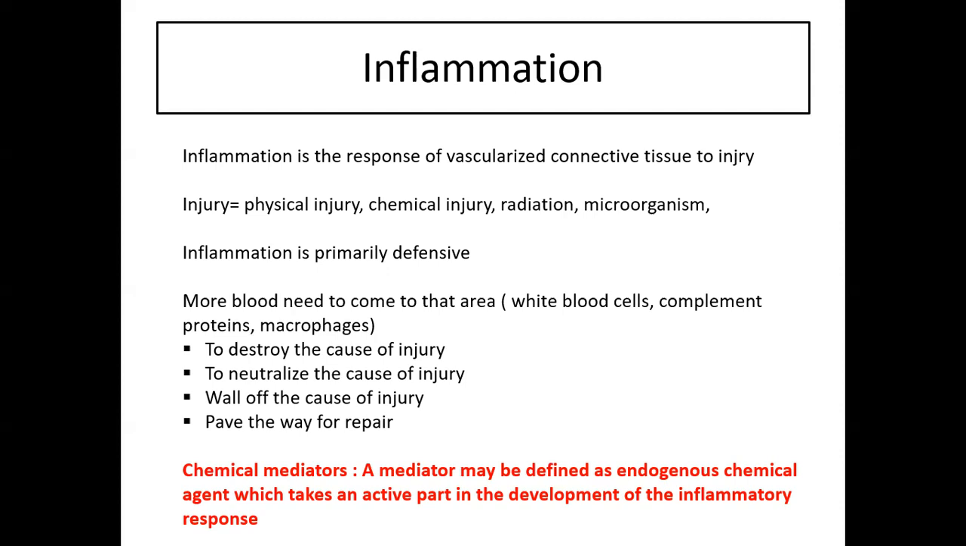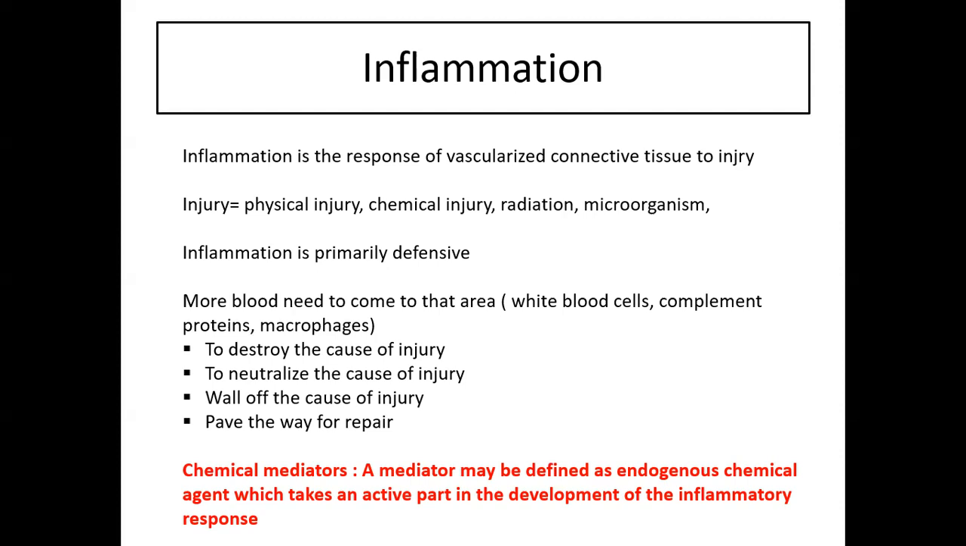So before we can say there is inflammation, the tissue must have blood vessels, and there must be an injury. That means a tissue without blood vessels will not undergo inflammation. So we define inflammation as the response of vascularized connective tissue to injury. The tissue must have blood vessels, and the injury, the insult, whatever it is, can bring about inflammation.